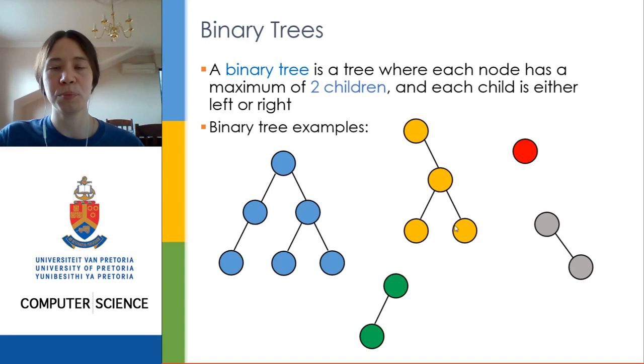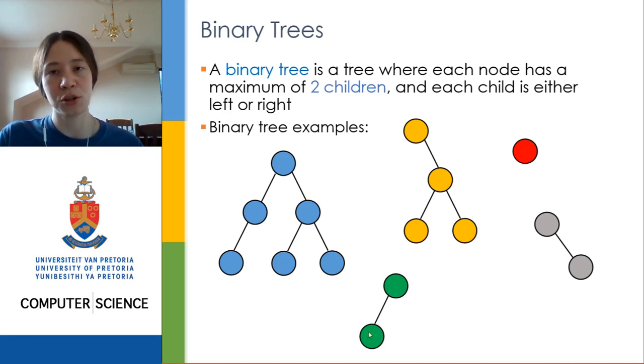Here is a yellow tree. It's also a binary tree because not a single node has more than 2 children. The root has a single child, which is a right child, and then the child of the root is also a parent to 2 more nodes. It has a left as well as a right child.